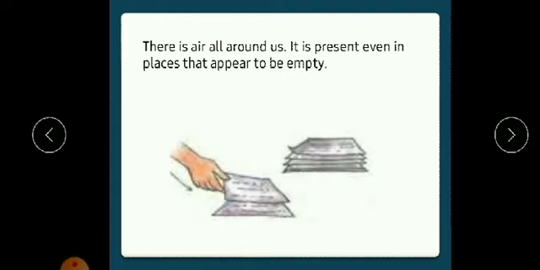Children, let us see an example of papers here. If a pile of paper is made, that is, if papers are stacked up one above the other, the lower papers are pressed under the upper papers. The distance between the papers in lower layers is lesser as compared to the upper layers. Layers of atmosphere also show similar features.